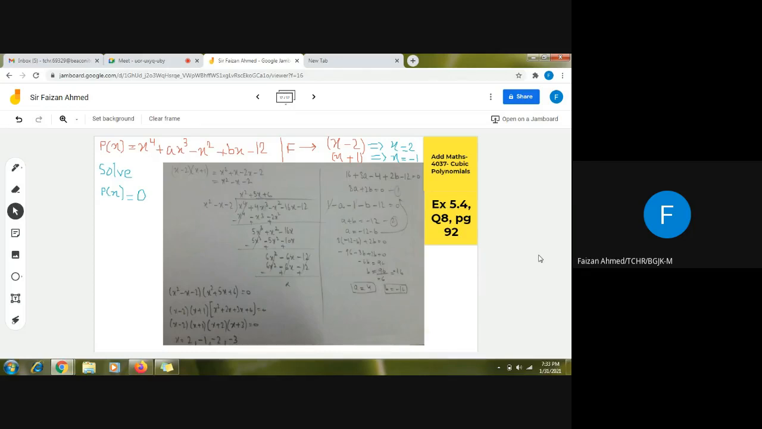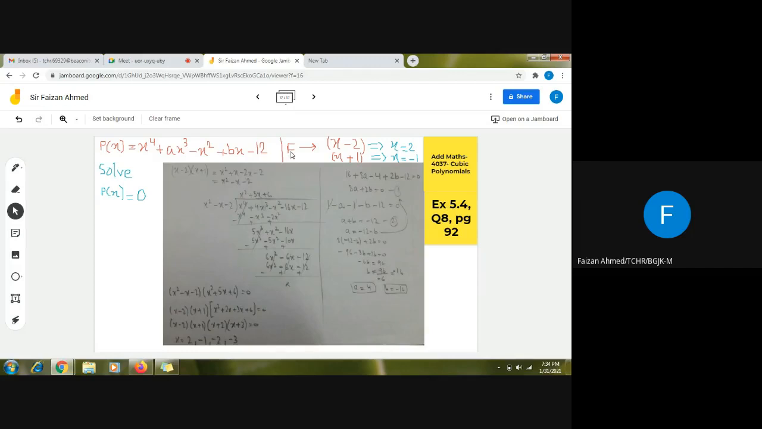We'll be using our previous concepts, the long division method and the quadratic expressions factorization method, to find the values of x. Since the polynomial has a higher power of 4, we will be getting 4 answers of x. The question gives us a polynomial of x: x^4 + ax^3 - x^2 + bx - 12.